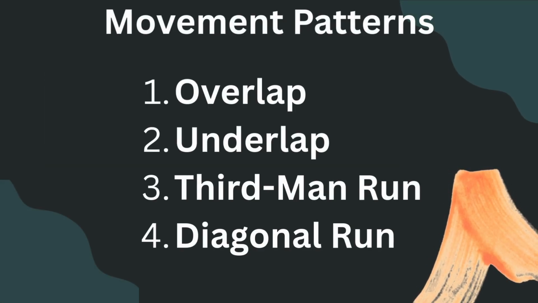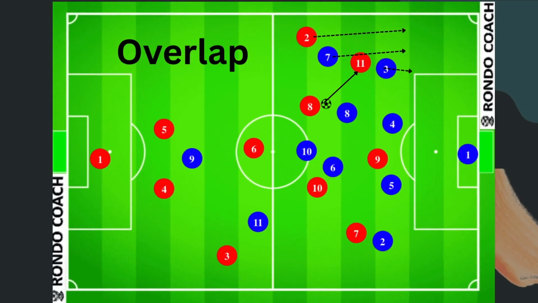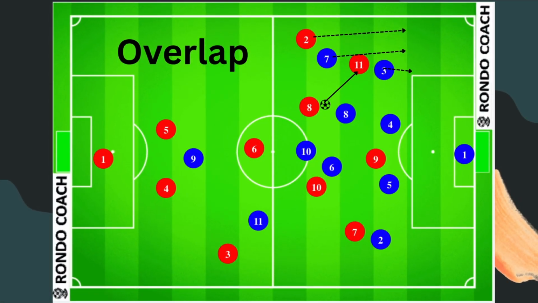Section 3 is about movement patterns that create space. Now let's look at some classic movement patterns that combine both vertical and horizontal space manipulation. After all, players are not robots and move in any direction that they want to move in. Start with overlap. The fullback runs outside the winger, dragging defenders wide.